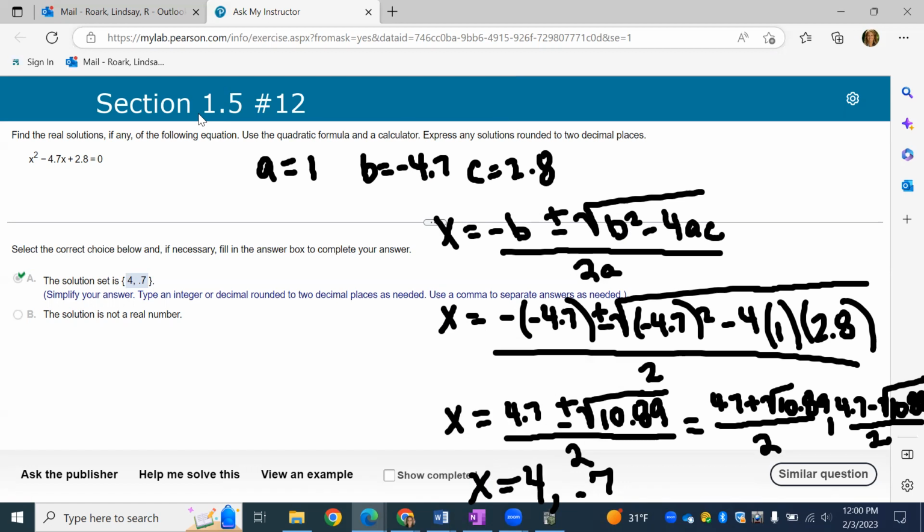So I hope this was helpful. Again, this was from section 1.5. Number 12, your problem also is probably similar in terms of having decimals involved. If there's ever any more questions, please let me know. I'd be happy to help explain them. Okay, thanks.